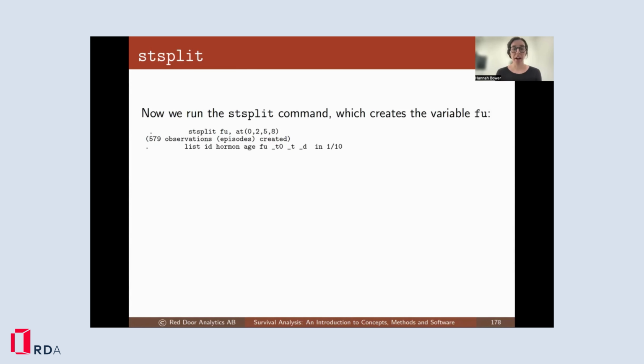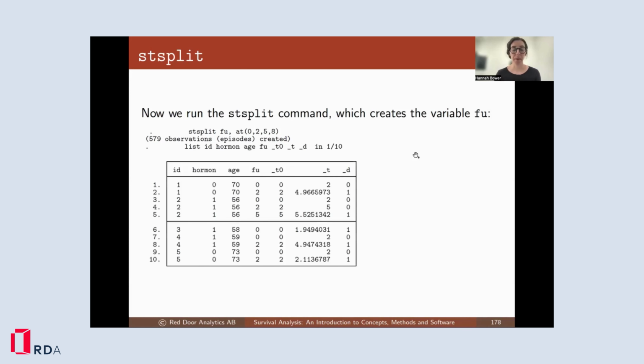And then we can look at our variables again and include this variable FU, which is the one that we created using the stsplit command, to see what happens. So now what should be really clear is that we actually have multiple rows per individual, because we no longer have 1 to 10 ID variable here for the first 10 observations.